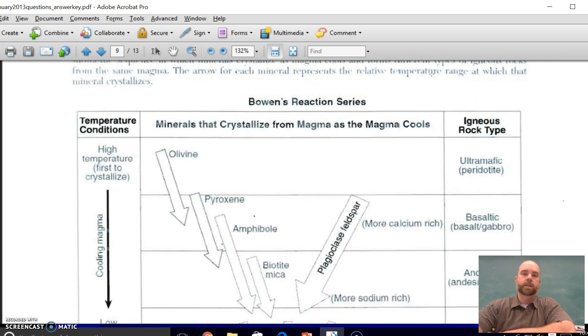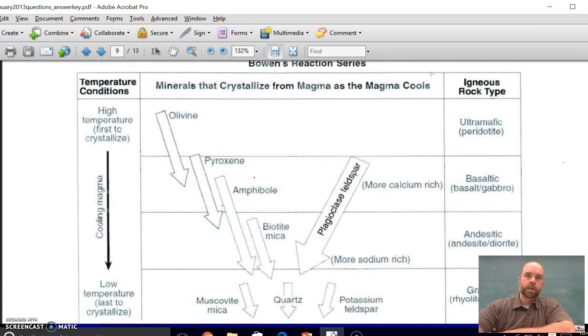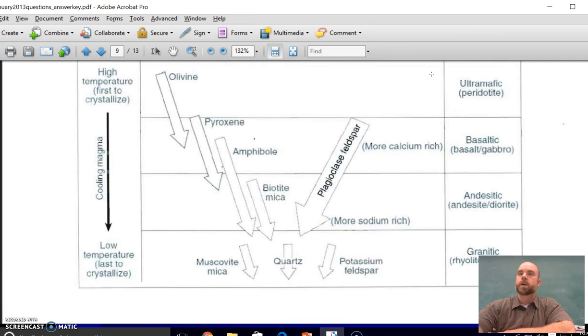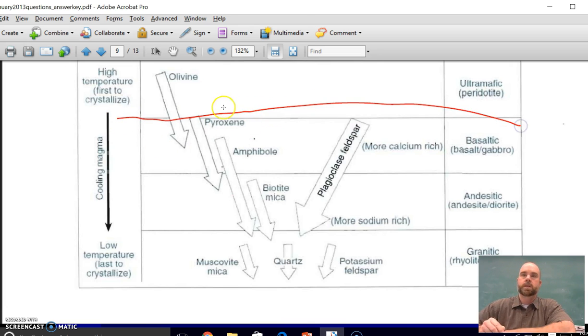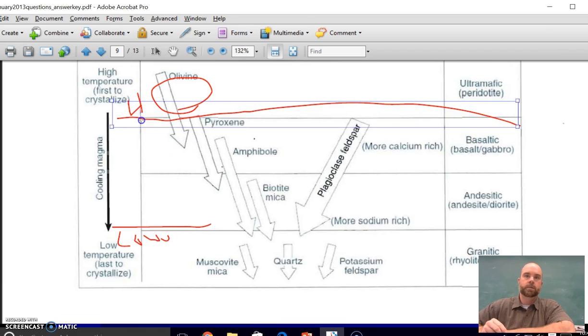Bowen's reaction series. All right, I want everybody to pay very careful attention to this one because we had some strange answers. For the Bowen's reaction series, the first thing we have to understand is that there are different melting points. So over here we could look at different melting points. This is going to be high, and this down here is going to be low. So when the temperature is hot, and as it begins to cool down, olivine becomes a solid first. Then everything down here is a liquid. As it continues going down, then this is going to solidify out.